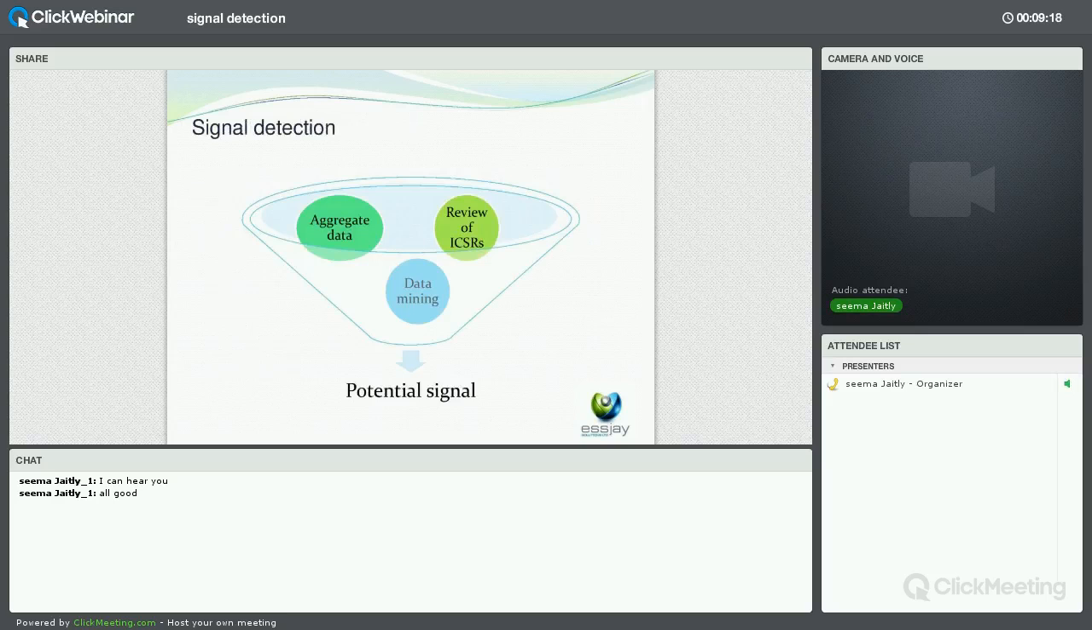So moving on now, looking at the different methods overall, these can be divided up into kind of the review of your individual cases, your ICSRs, looking at your aggregate data overall, and data mining. And we'll come on to each of these over the next couple of slides.